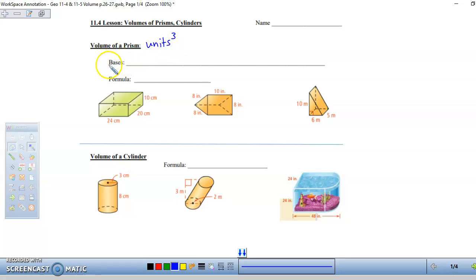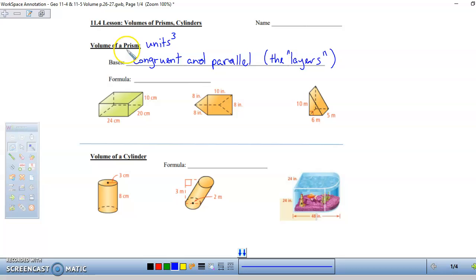First of all, we're going to describe the bases in a different way for volume in order to identify the bases versus the lateral. The bases are congruent in prisms and in cylinders actually, and they're parallel. What you can describe them as is the layers that make up the three-dimensional shape.